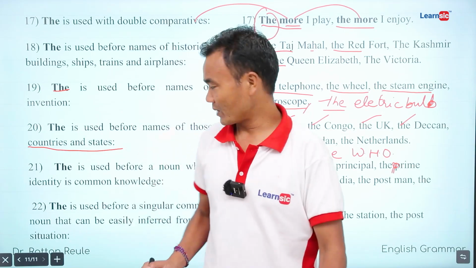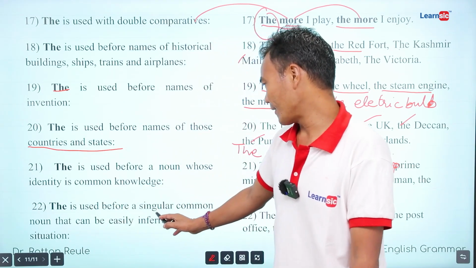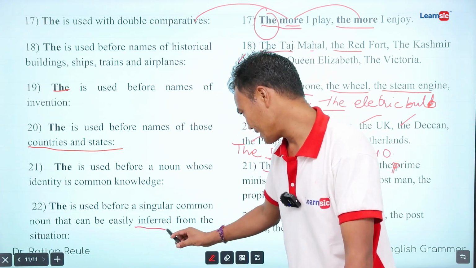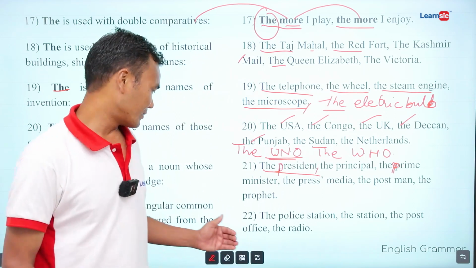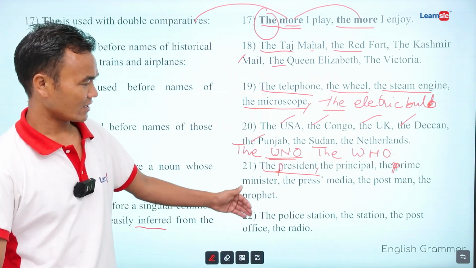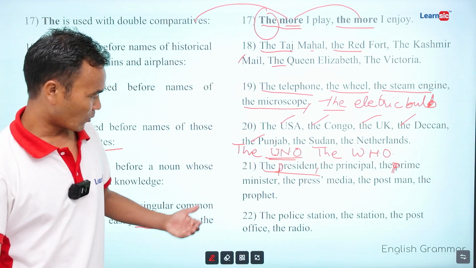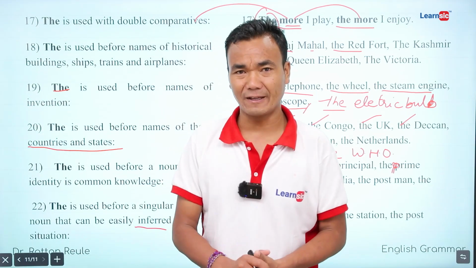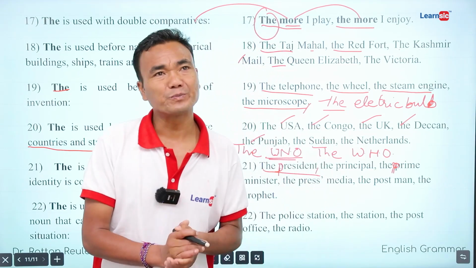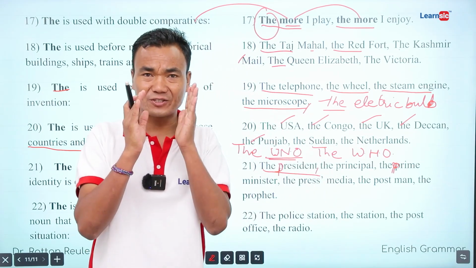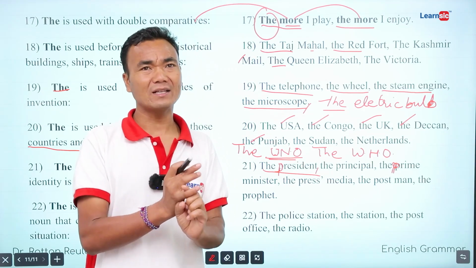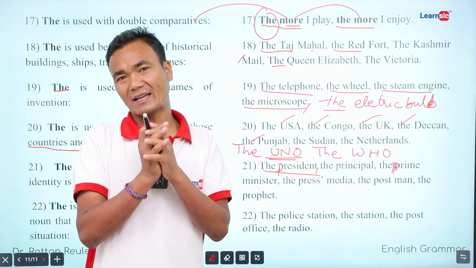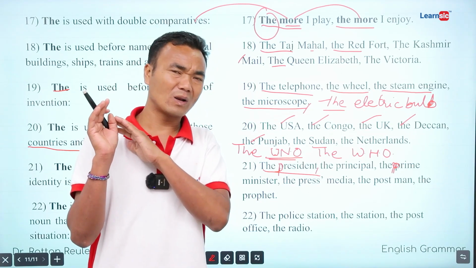And the next and the last one is that "the" is used before a singular common noun that can be easily inferred, meaning guessed and understood from the situation. In the meaning of inferred: the police station, the station, the post office, the radio. Inferred means we can easily guess, we can easily understand. So my dear class, once you go through that, the article is used in a specific sense, in a very unique sense, and in a very particular manner.